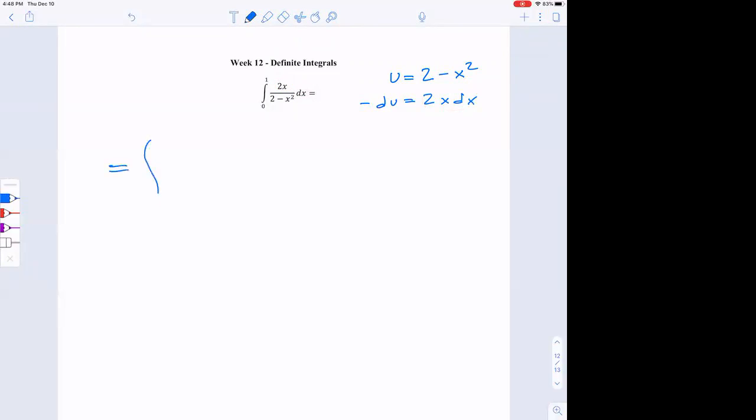Okay, so my integral becomes, let's remember to change our limits of integration, because my new integral is going to be in terms of u. When I plug in 0 for x, I get 2 out of the deal. And when I plug in 1 for x, I get 2 minus 1, which is 1. Then 2x dx is minus du. And everything that's in the denominator just became u. So we're all ready to do our calculation here.